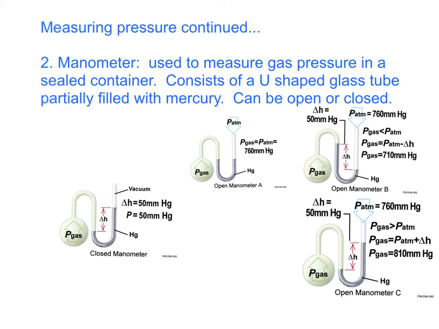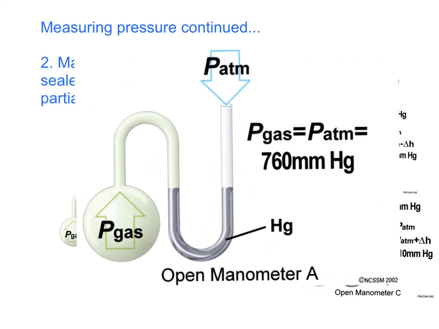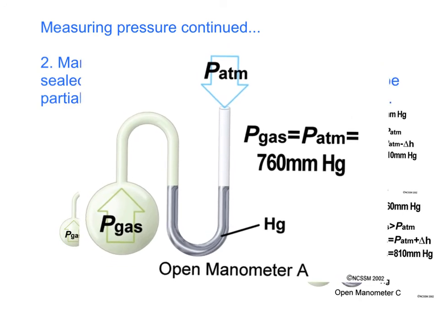Now the other kind is obviously the open manometer. So let's take a look at one of those. The open manometer requires you to take an atmospheric pressure reading to really use it. So let's assume that the atmospheric pressure today is 760 millimeters of mercury. And what we see is the height of mercury on the open end exactly matches the height of the mercury that's being pressed on by this gas in the enclosed container.